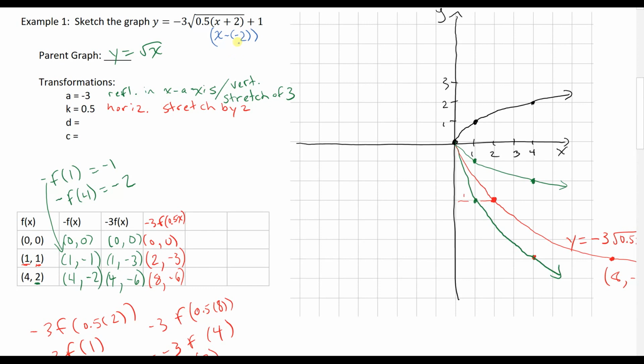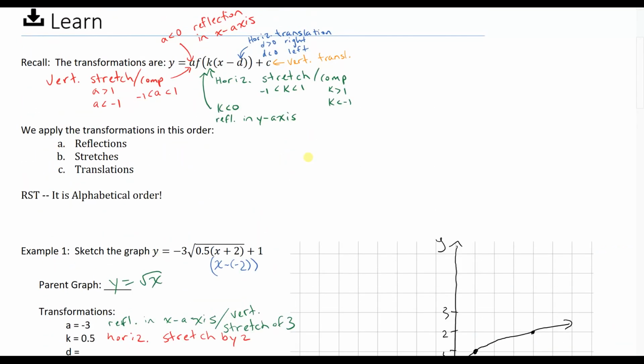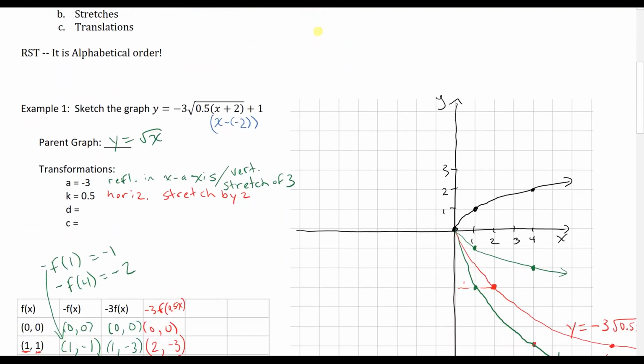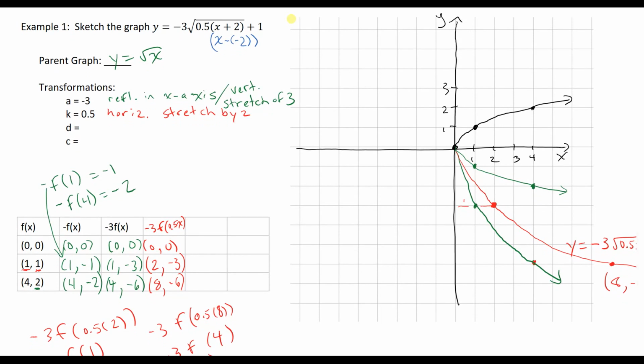Now we can read the d value exactly, because if we just go up to the notes quickly here, when we were talking about the transformations, it has to look like x minus d. It didn't look like x minus d, it looked like x plus a number, so we have to make it x minus a number. So d is -2. Okay. Is this moving 2 to the left or 2 to the right? 2 to the left, 2 to the right. 2 to the left.